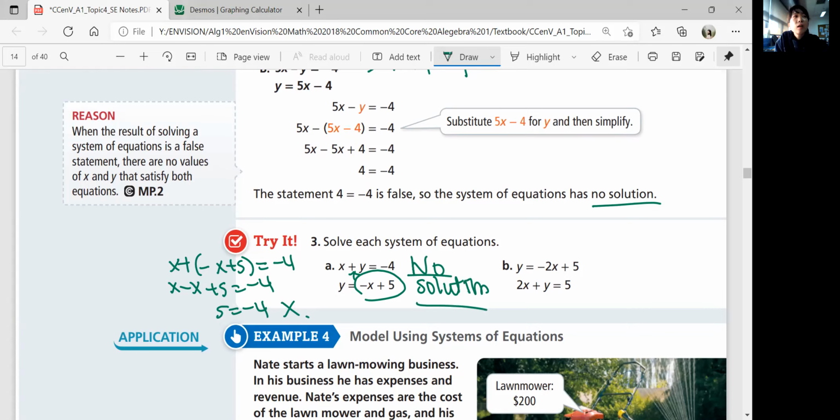Part B. Let's substitute this into your second equation. 2x plus -2x plus 5 is equal to 5. We got 2x minus 2x, so that's gone. We get 5 is equal to 5. Is that true? Yes, that is true. So it has infinitely many solutions.